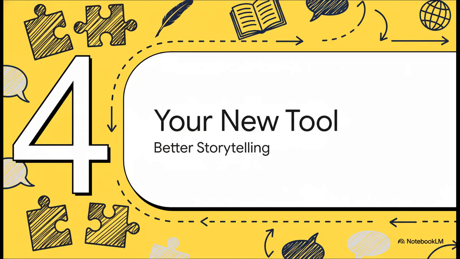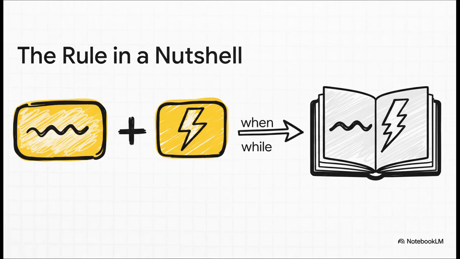So, now that we've taken the puzzle apart and put it back together, let's talk about the fun part, how you can use this. Because this isn't about memorizing some boring grammar rule. This is about leveling up your storytelling skills. So here it is, the whole secret in a nutshell. Step 1, use the past continuous for the long thing that was happening. Step 2, use the past simple for the short thing that interrupted it. And step 3, stick them together with a word like when or while. That's it. That's the whole magic trick.